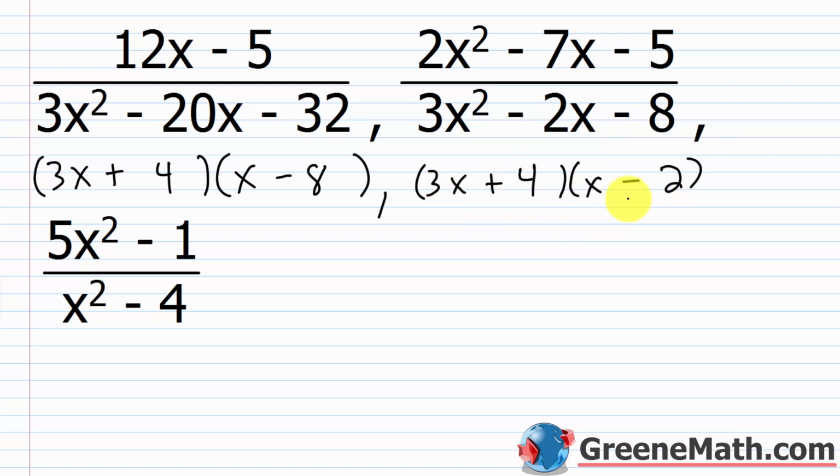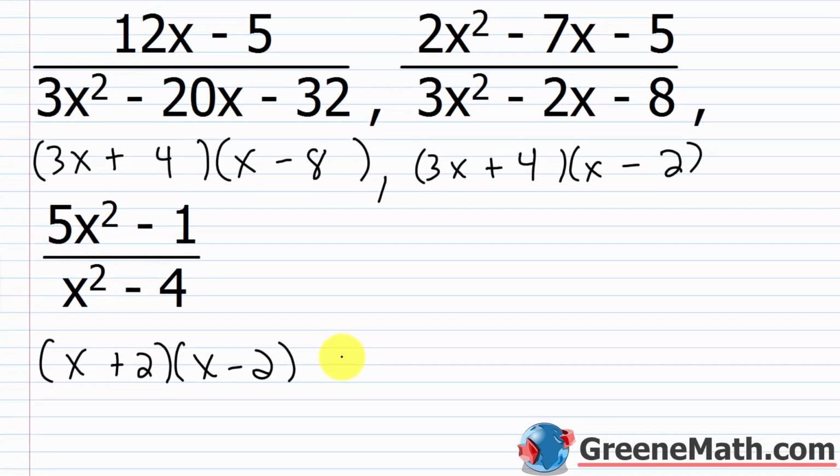So now down here we have x squared minus 4. So this factors into x plus 2 times x minus 2, right? This is basically x squared minus 2 squared, right? It's the difference of two squares. Okay, so now that we've got everything factored, we want to build our LCD.